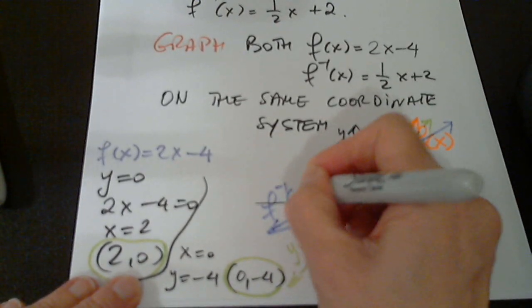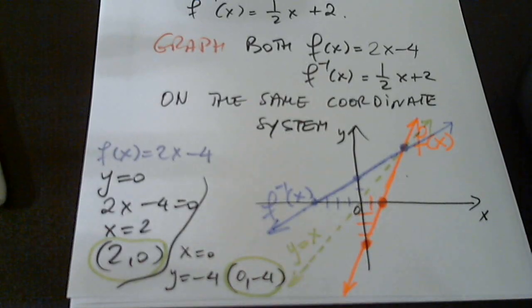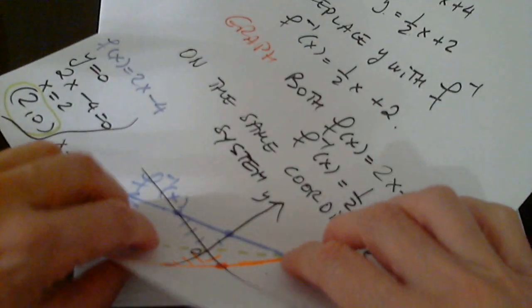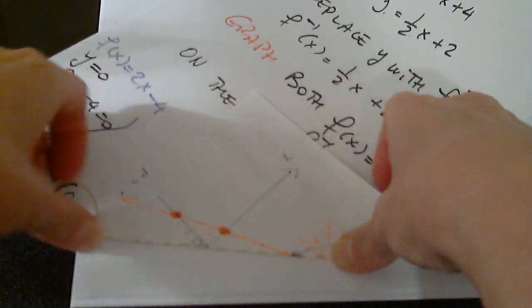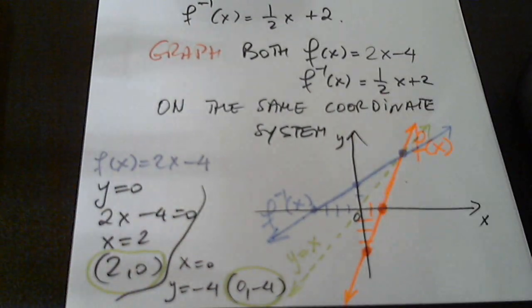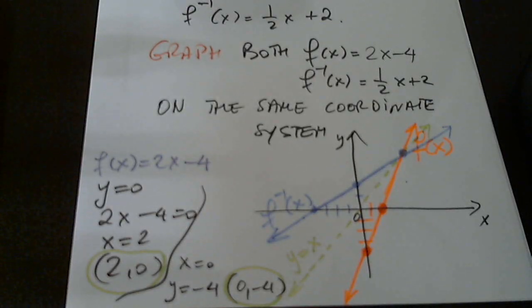F inverse of x. This has to be an absolute mirror image. So if I were to fold the graph on y equals x, the two functions have to overlap because they are mirror images with respect to y equals x. So that's how we graph the function and its inverse on the same coordinate system.